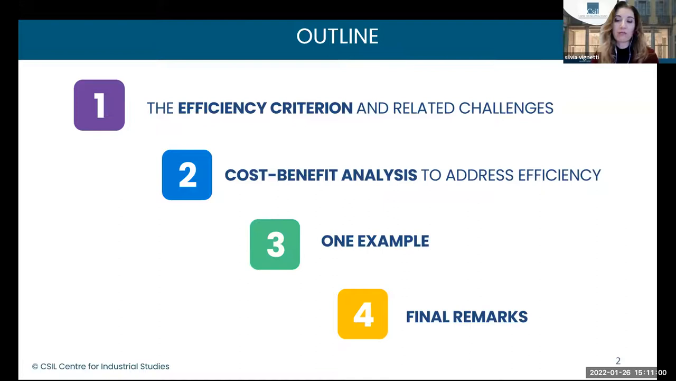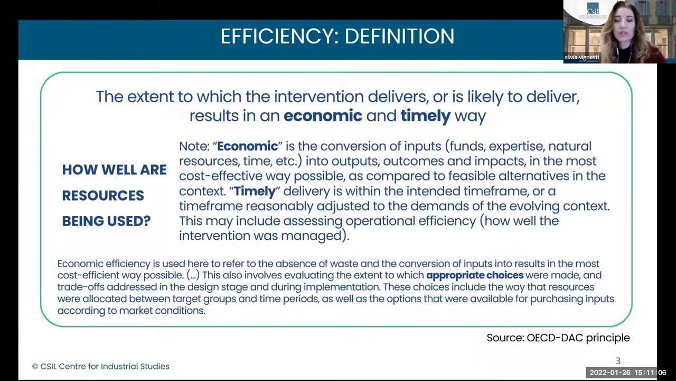Let's start with a definition, just to see why efficiency is relevant for cost-benefit analysis. Here we have the OECD DAC principle of efficiency, which is precisely about how well resources are used. There are two aspects of the efficiency criterion. One is the use of resources in economic terms and the way in which inputs are converted into outputs. And then we have the dimension of time. We will focus on the economic dimension.